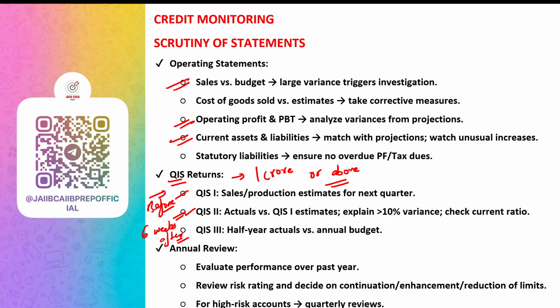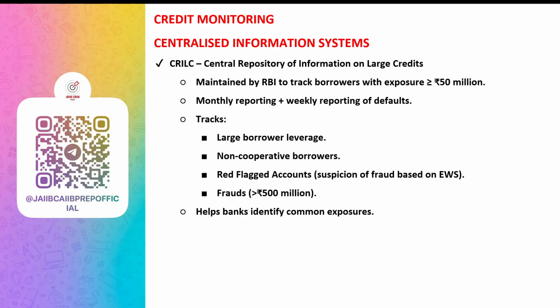It compares actual performance versus QIS 1 estimates. Any deviation of more than 10% must be explained, and you check the current ratio. QIS 3 should be submitted 1 month after the half year ends, and it compares half yearly sales versus the annual budget, and you check for net fund generation. Then there are annual reviews. You compare actual results with the projections. You review repayment history. You consider requests for limit increase, and high risk accounts are to be reviewed quarterly.